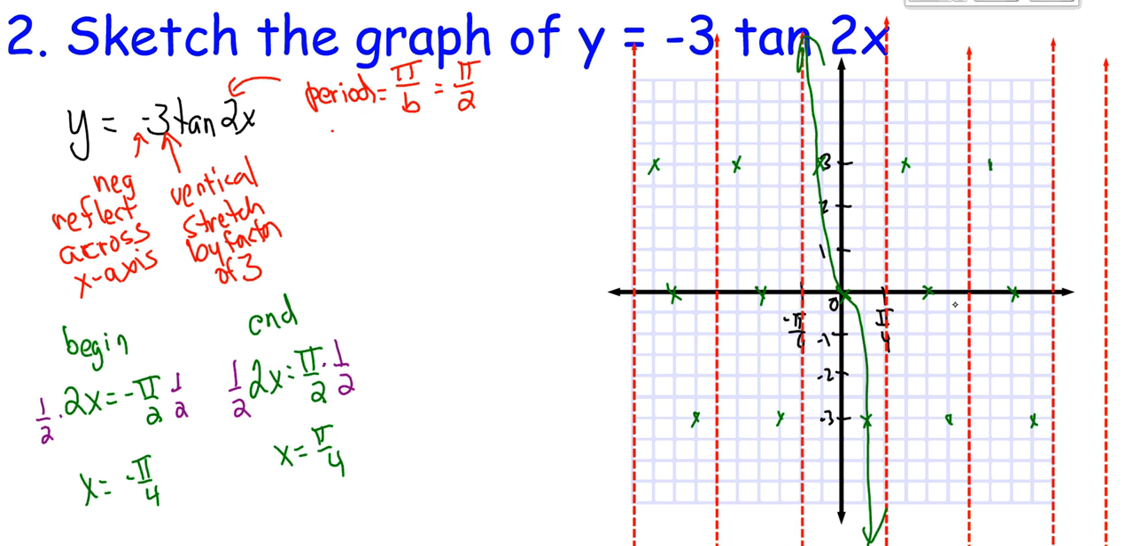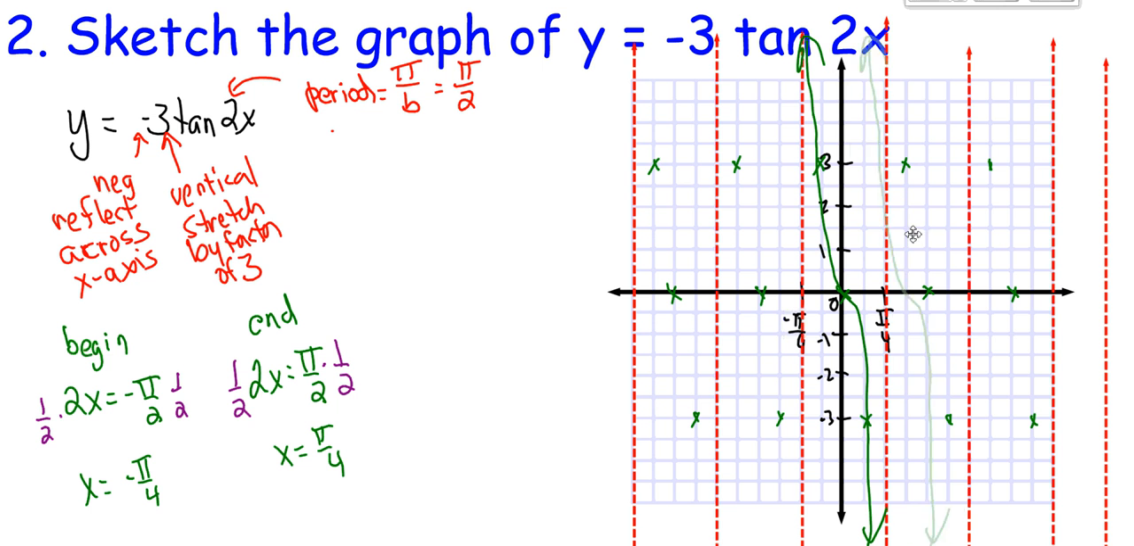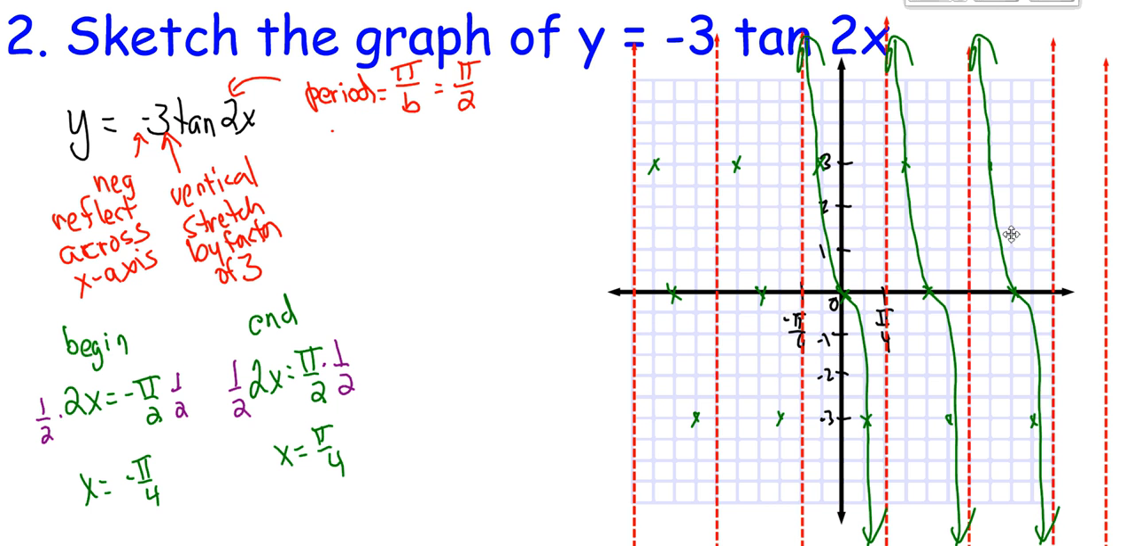And I'm going to say my graph here is good enough that I'm going to make it into an infinite cloner for myself. And then I can just keep dragging those around and have all of them. And I'm sure you're doing an excellent job of graphing them yourself. And really, you want to have the sense of drawing these. So watching me draw them is not as good as drawing them yourself. So do take the time to draw those as you go. So that's the tangent. We'll go a little faster on cotangent.